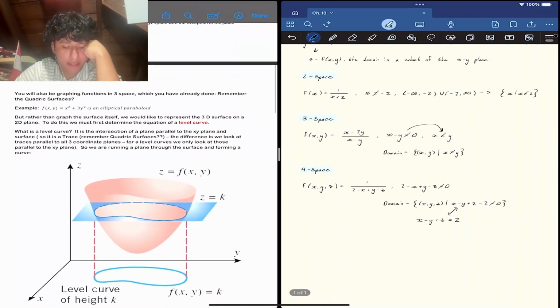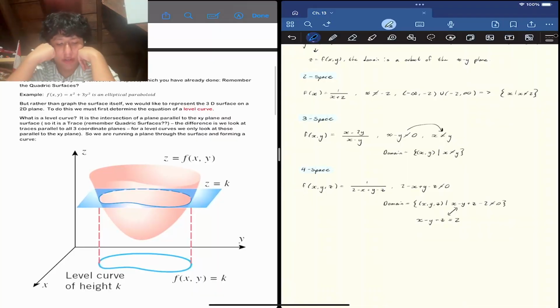You will be graphing functions in 3 space, which you've already done. Remember the quadratic surfaces? Yes, I do. Do not remind me. Those took forever.